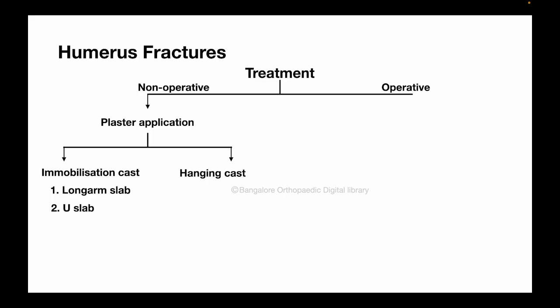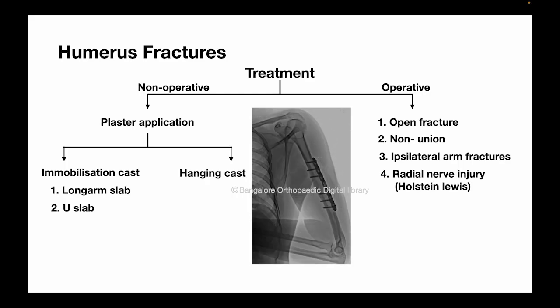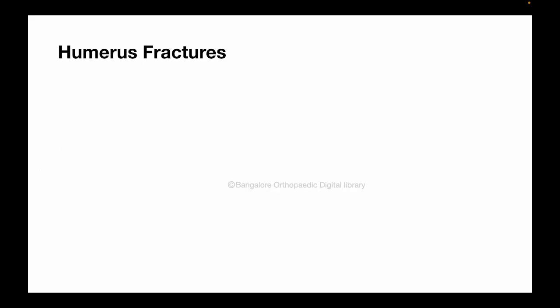Operative treatment is indicated in open fractures, non-unions, ipsilateral limb fractures, and radial nerve injury, especially the Holstein-Lewis phenomenon described earlier. Standard treatment for humerus shaft fracture is open reduction and internal fixation with plates and screws. There is a very limited role of intramedullary nailing in humerus shaft fractures.